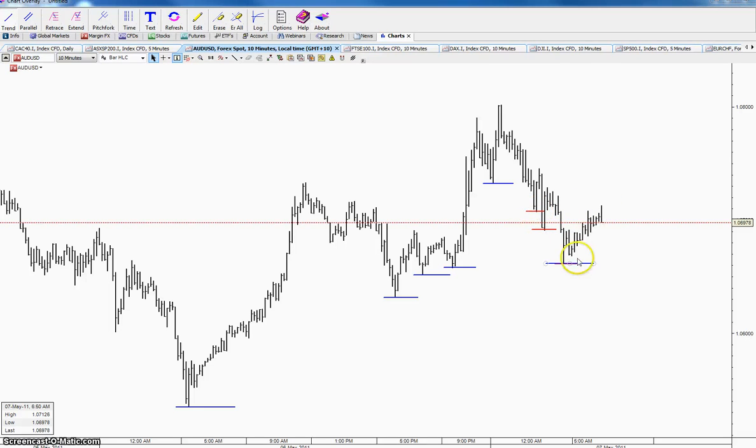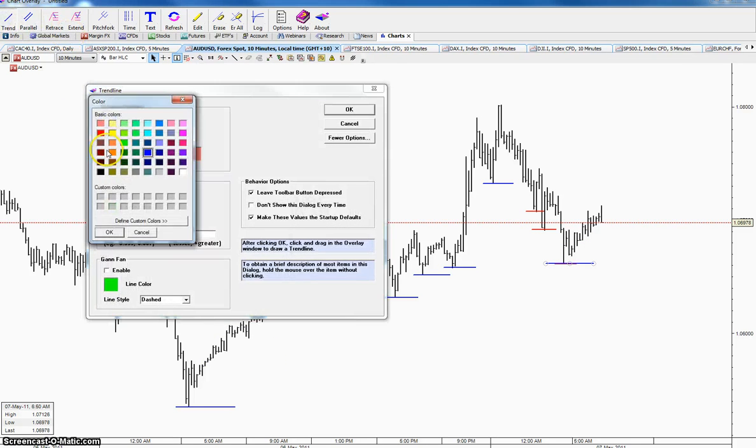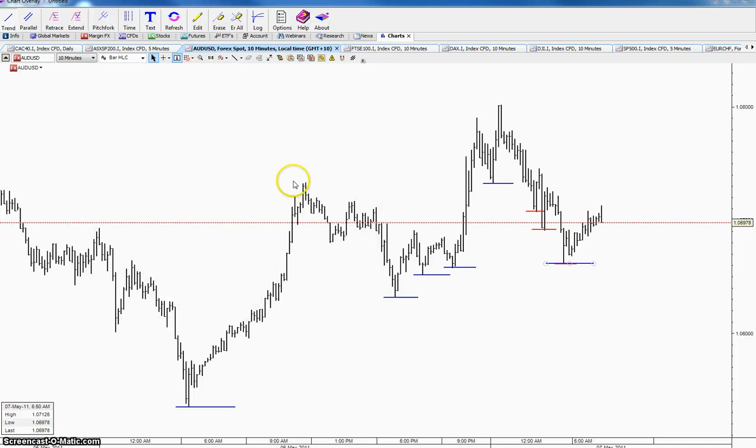So we've done the lows. What about the highs? Well, got a higher high here, got a higher high here, we've got a higher high here. So we've got a series of higher highs, we've got a series of higher lows. That looks like the trend is up.